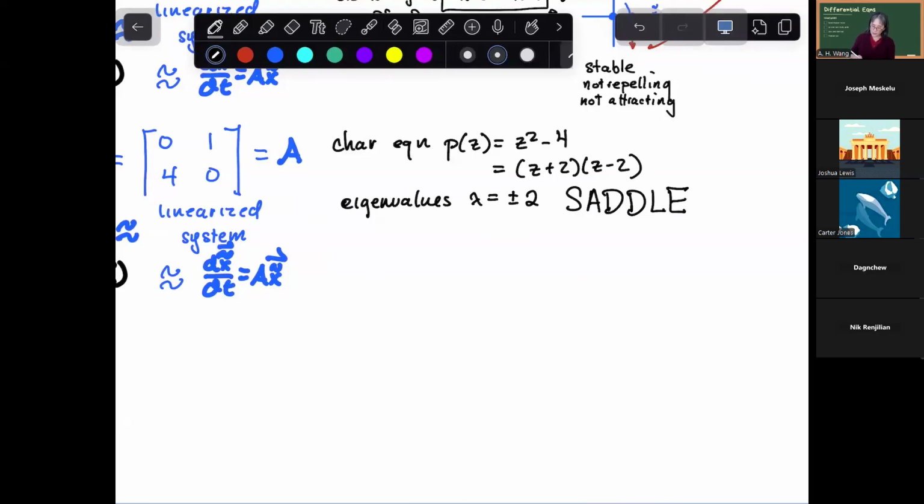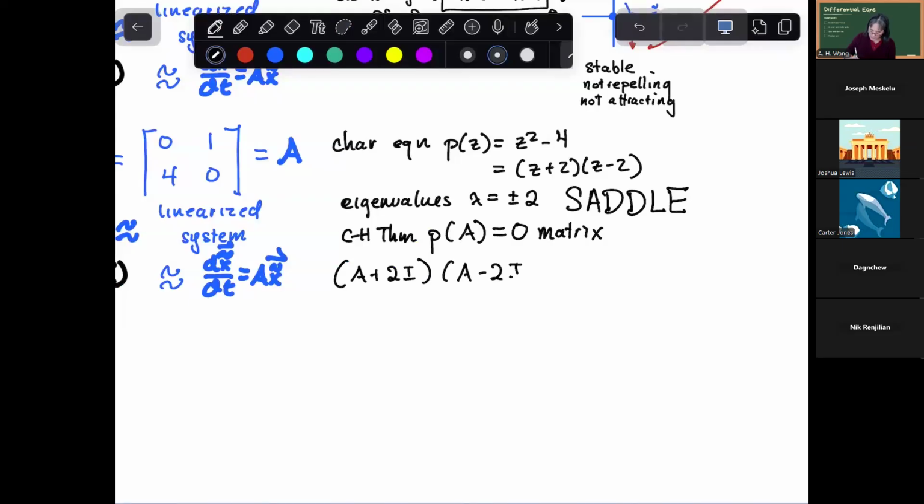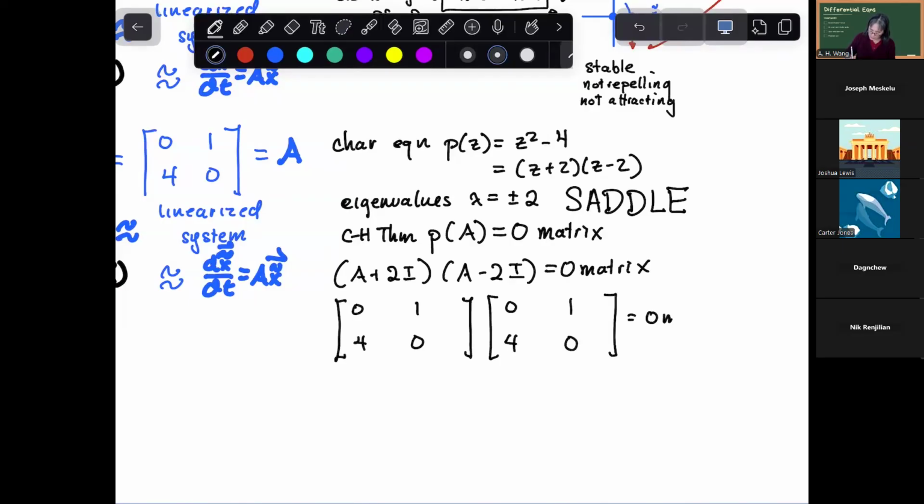Okay. And now you want to figure out, using Cayley-Hamilton, what the eigenvectors are. And remember Cayley-Hamilton: the characteristic polynomial annihilates the matrix. P of A equals the 0 matrix. So then you say (A plus 2i)(A minus 2i) equals the 0 matrix. And you copy down the A: 0, 1, 4, 0, equal to the 0 matrix.